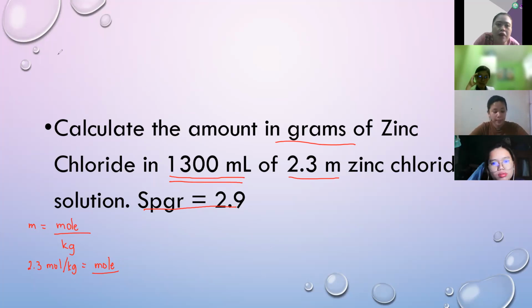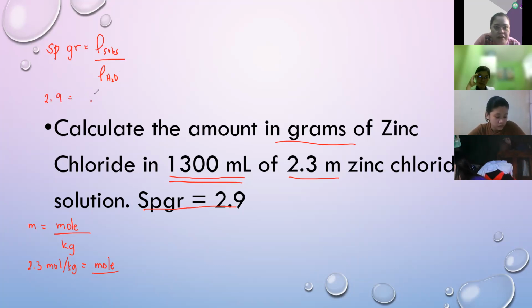So that's the use now of the specific gravity. So do not forget, class, the specific gravity is equal to the density of the substance divided by the density of the reference standard, and this is mostly water. So let's compute it. The specific gravity is 2.9, and we will be needing the density of the substance. And I told you yesterday, the density of water is constant, that's 1.0 grams per ml. Okay? And then we will be doing cross multiplication.